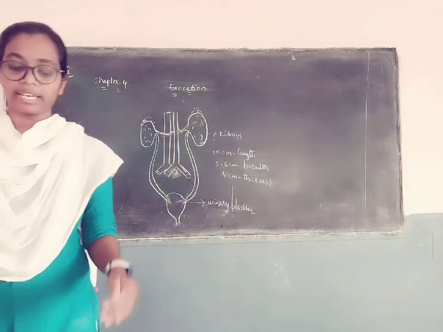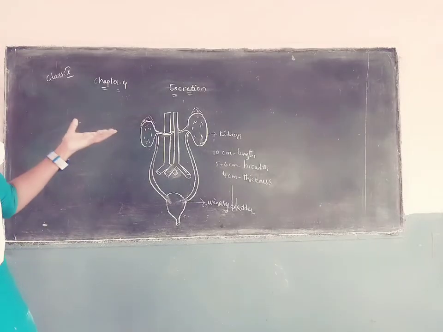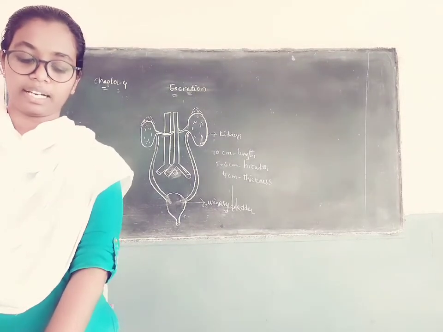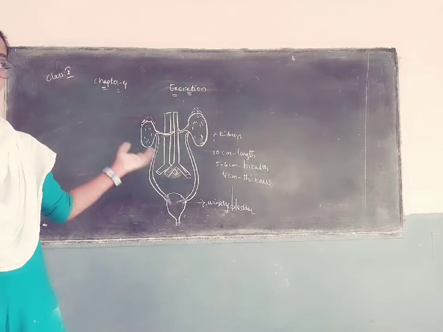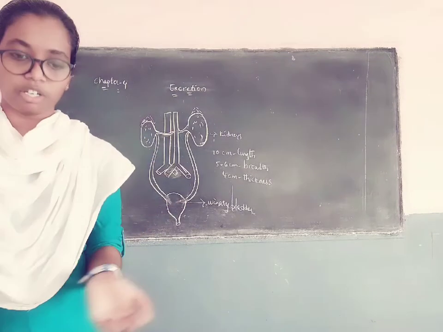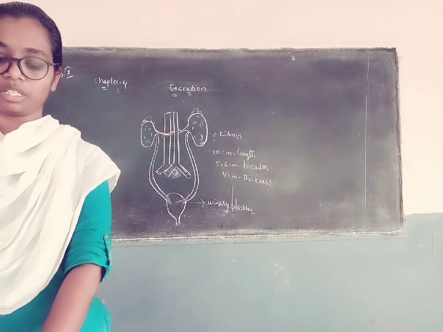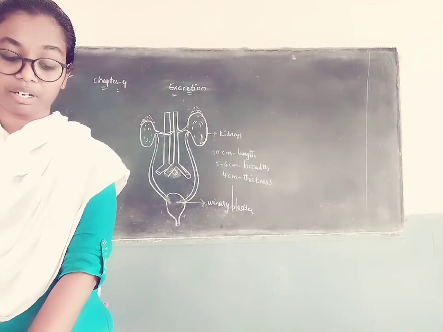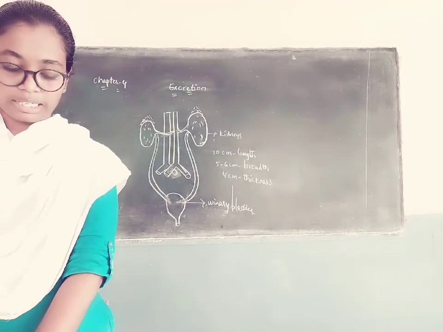Next, each kidney is convex on the outer side and concave on the inner side. The position of the right kidney is lower than the left kidney due to the presence of liver above. Okay, let us recall the last question in our lab activity. The inner side of each kidney has a fissure or hilus for the entry of the renal artery, exit of the renal vein and ureter.